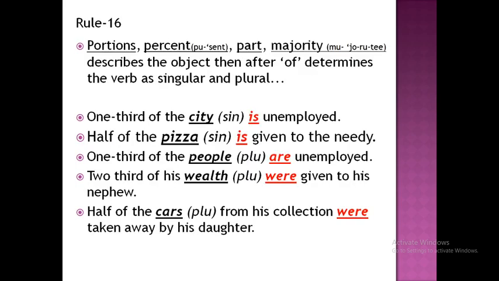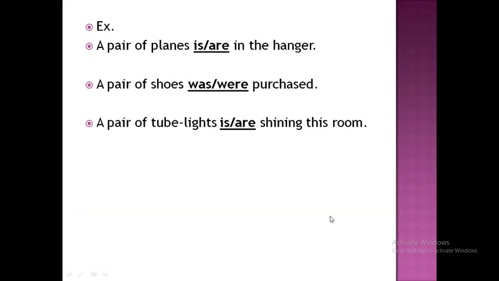So rule number 16 says: portion, person, part, majority describe the object. Then the noun after 'of' determines the verb as singular or plural. It means if a particular portion, person, part, or majority is given at the place of a subject with some specific noun, the noun decides the verb. I think it is clear to all the students, and that's why the sentences are formed as: 1/3 of the city is, half of the pizza is, 1/3 of the people are, 2/3 of the wealth were, and half of the cars from his collection were.